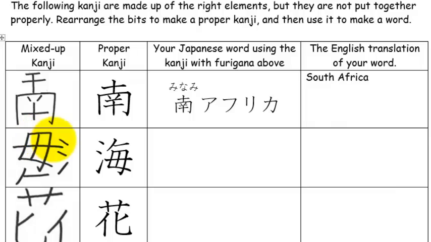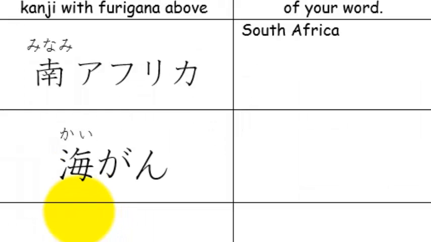Next we have this one here, bits all over the place, and if you put them together you get this character here meaning the sea or the ocean, and it's pronounced umi if it's on its own, or if it's part of a word it gets pronounced kai. And one of the common words that you find this in is the word for beach, kaigan. There we are, I've put kaigan and I've popped the furigana in above to tell us that the reading is kai, and that makes kaigan. Now I'm going to write it here in English, that's beach.